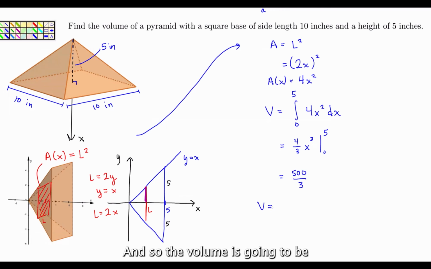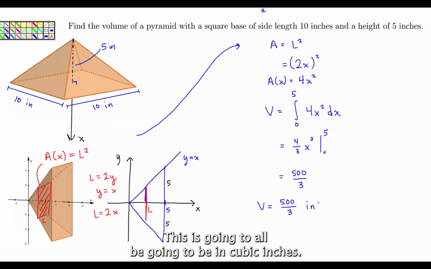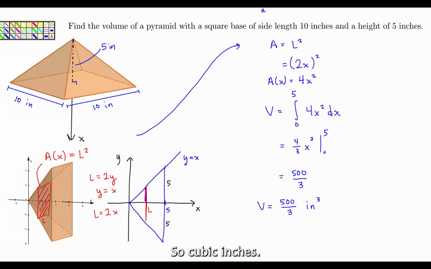And so the volume is going to be 500 thirds. What are the units here? Volume. So area would be in square inches, and then the dx is in inches. This is all going to be in cubic inches. So cubic inches.